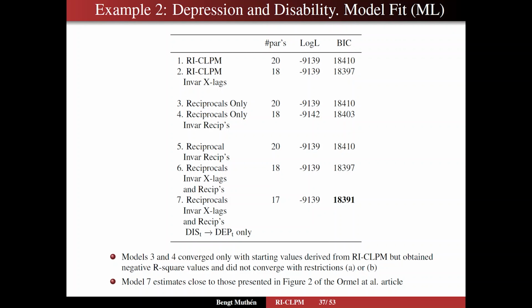Now in this case, CLPM compared to RI-CLPM has only 17 parameters. You get rid of the 2 random intercept variances and the random intercept covariance, but the log likelihood will be 9,200, and the BIC value will be 18,513. So much worse values than any of the models listed on the slide here.